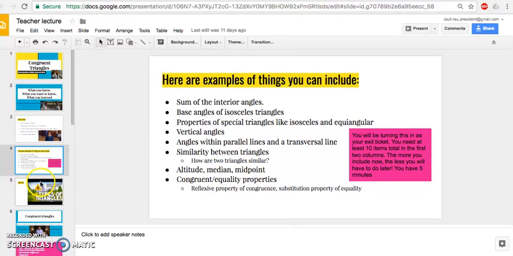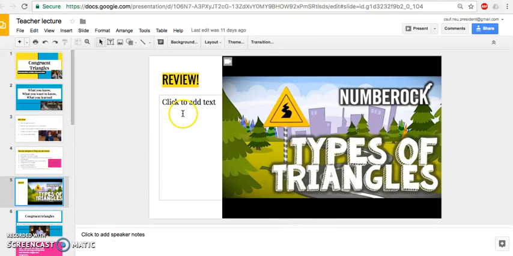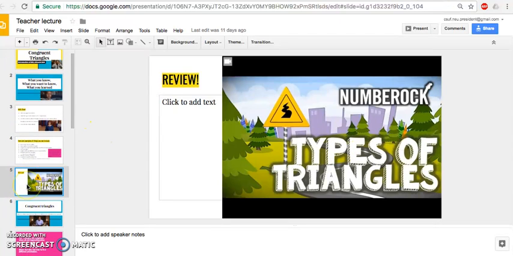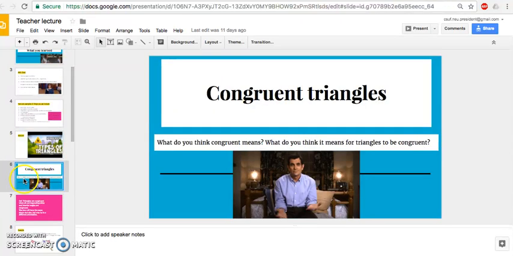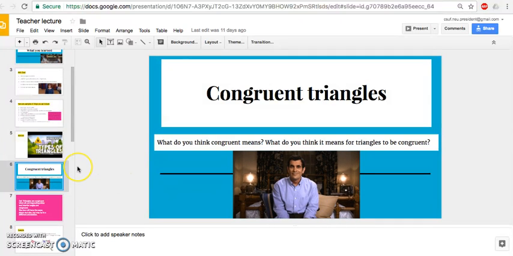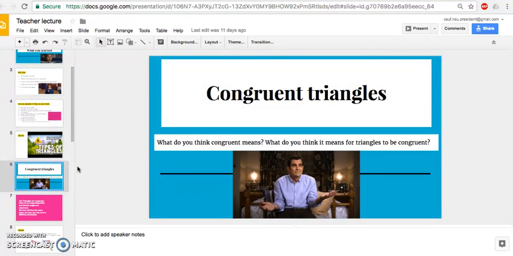I hope that they can come up with some on their own too. Next, I provide a review, which is a really simple song about different types of triangles. It's really catchy. It's also super kiddie-ish, but it should help them remember the sum of interior angles, isosceles triangles, just different really basic things to get them ready for this. And we have congruent triangles. What do you think congruent means? And what do you think it means for triangles to be congruent?